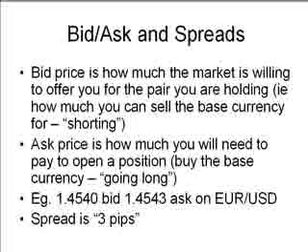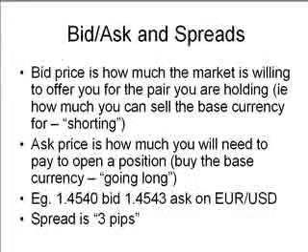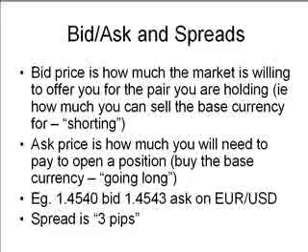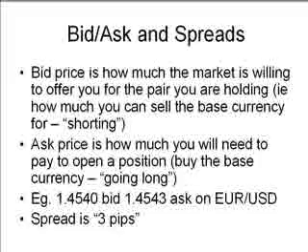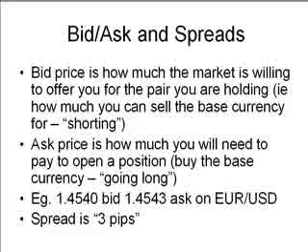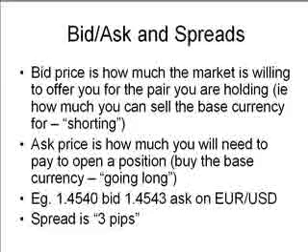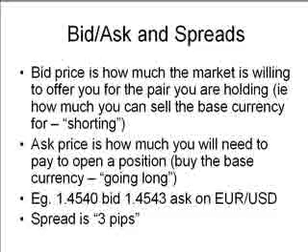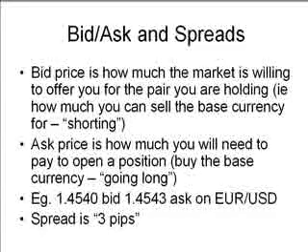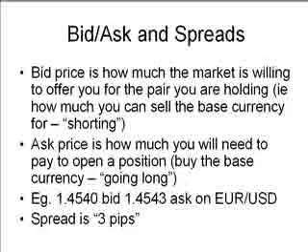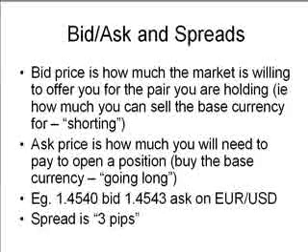Okay, so let's just go through that again. The bid price is how much the market is willing to offer you for the pair. So in other words, when you sell as a trader or short a currency, you short it at the bid price. The ask price is how much you'll need to pay to open a position. In other words, the buy price, going long, to go long in a currency. And in this example, which is a euro dollar at 145.40 bid, 145.43 ask, that means you can sell the euro against the dollar at 145.40, or you can buy the euro against the dollar at 145.43.